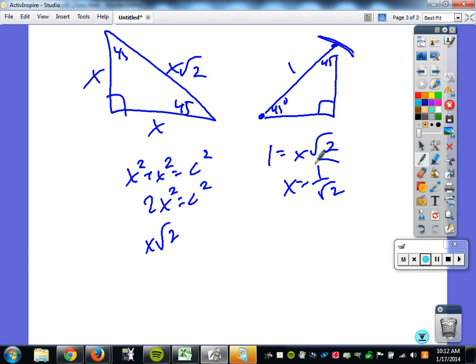You guys know why this is not acceptable anymore? Or it should be now, but why isn't it? You've been told that, but why? Anybody know why we shouldn't put square roots in our denominator?